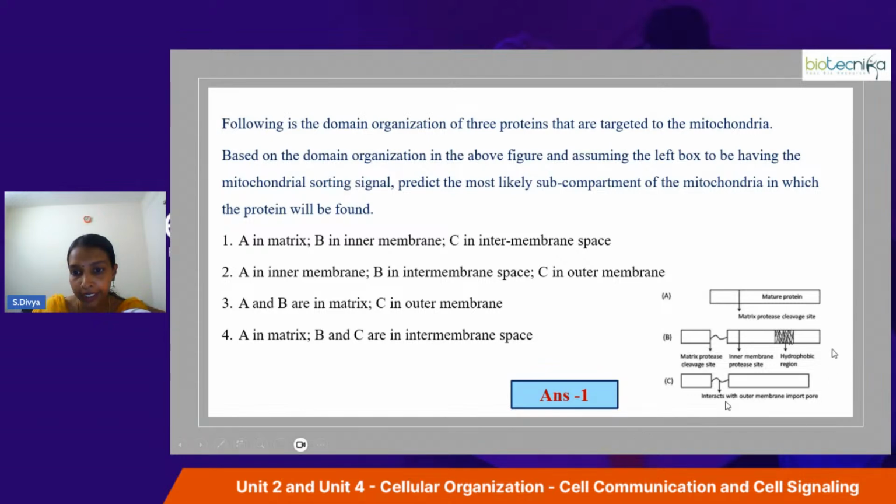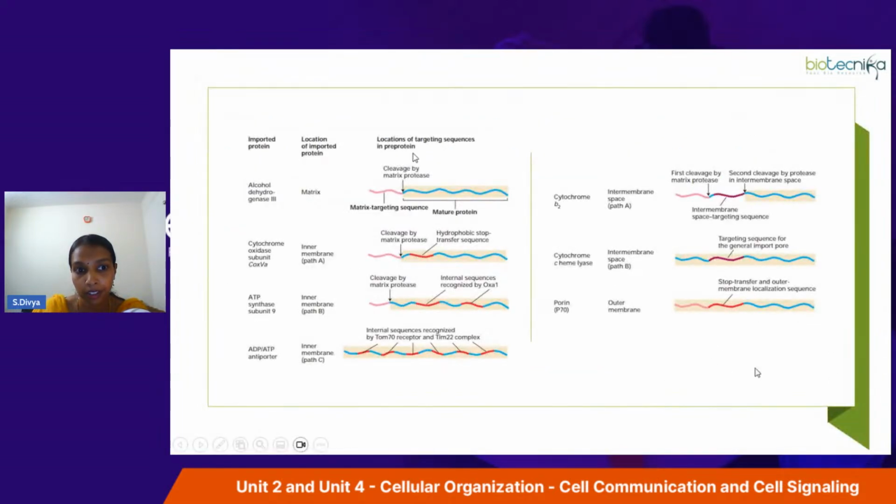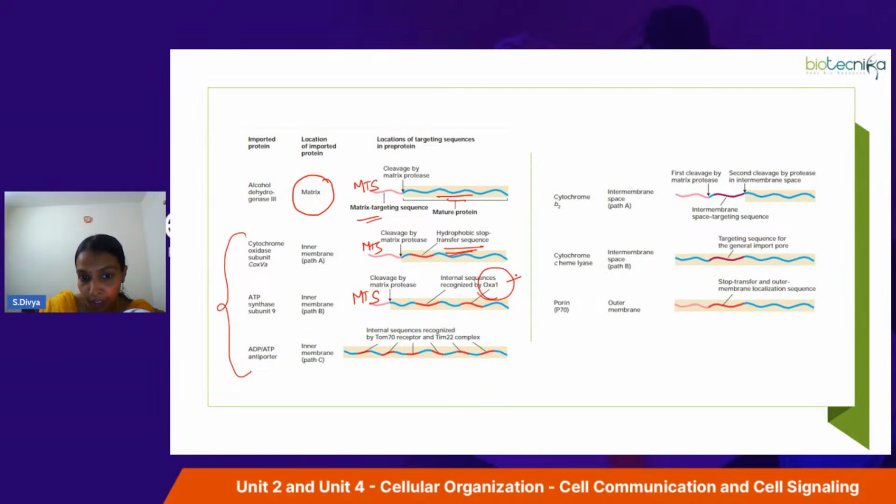In order to find the answer for this question, you have to understand this image. If a protein needs to enter the matrix, it should have an MTS attached along with the polypeptide. If it needs to enter the inner membrane, either it should have an MTS. MTS means matrix targeting sequence. That means after going to the matrix, it has to return to the inner membrane. How? Because it has a stop transfer sequence. In another case, there is the OXA1 protein, which is responsible for exporting the proteins back to the inner membrane.